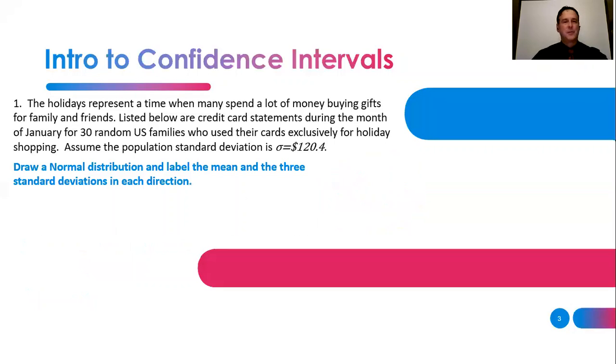I'm going to take that information and use it on my next slide. It says draw a normal distribution and label the mean and 3 standard deviations in each direction. I'm just going to draw a couple of them. I'm going to draw the first one, probably right here.